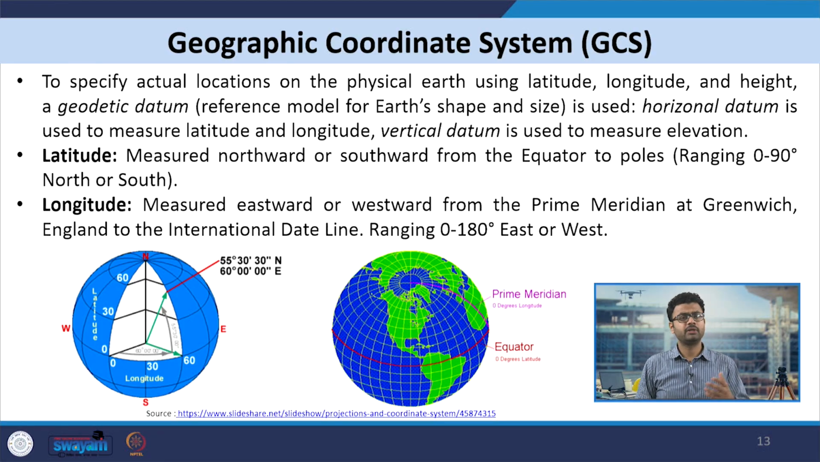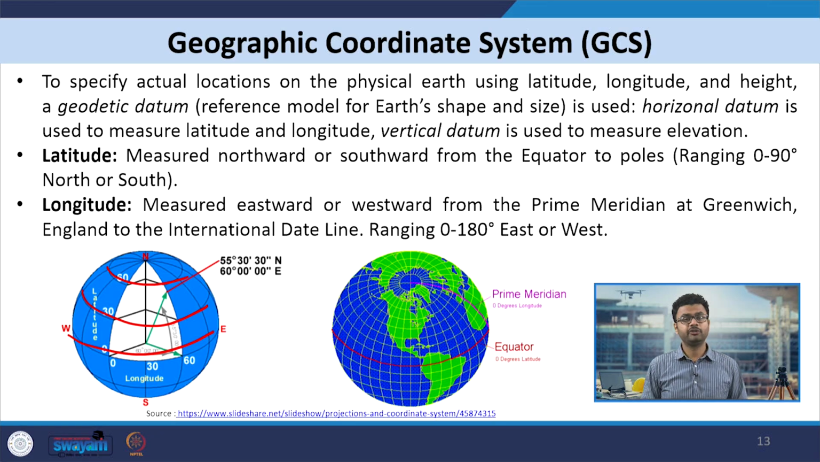So latitudes, as many of you may already know, are measured northward or southward from the equator to the poles, and they range from 0 to 90 degrees north and south. So these are all lines of latitude, also known as parallels of latitude.